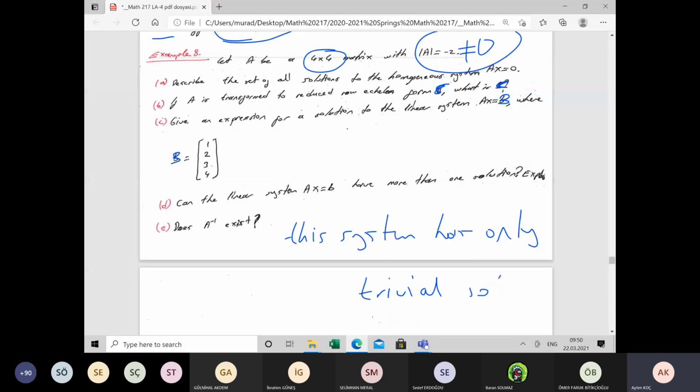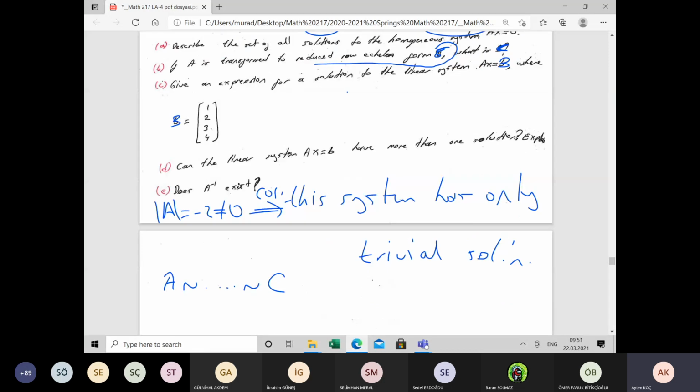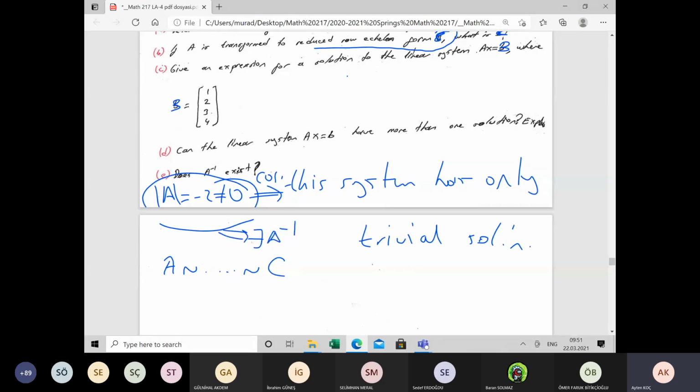What's the reason? Because the determinant of A is not 0, we use the corollary. The next one: A is transformed to the reduced row echelon form C. Start with A, apply elementary row operations, and we get the matrix C, the reduced row echelon form. What's the C? We know the determinant of A is not 0, so A is invertible, non-singular. There exists an inverse.